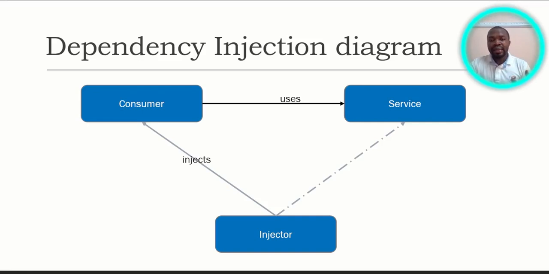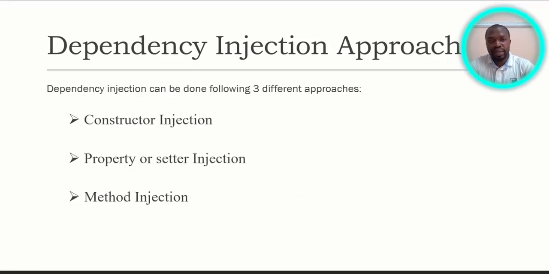And then at the bottom we have the injector. The injector here has the role of instantiating an instance of the service, then injecting it into the consumer class. So as we see in this diagram, the injector is in charge of the instantiation of the service and injecting it into the consumer. This can be done in three different ways.